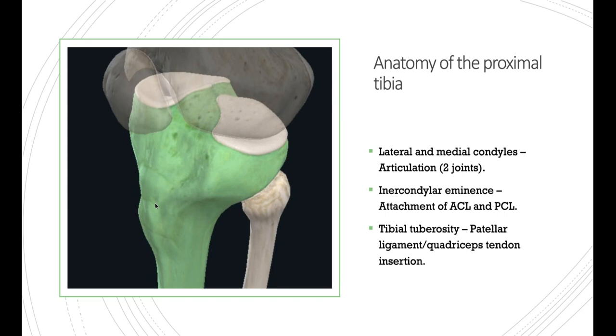The tibial tuberosity is this ridge of bone here, and this is the attachment for the patellar ligament or the quadriceps tendon insertion. So all the quadriceps have a common tendon which attaches to this tibial tuberosity.